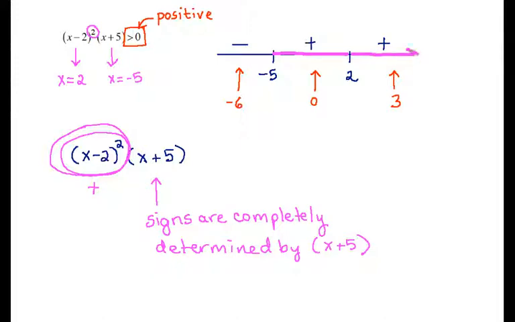I'm not going to just run right over that 2 until I've thought about it a little bit. It really depends on what kind of inequality I have, whether it's strict or inclusive. In this case, the inequality is strict. I only want the values for which the polynomial itself is strictly greater than 0. At x equals 2, the polynomial is equal to 0.